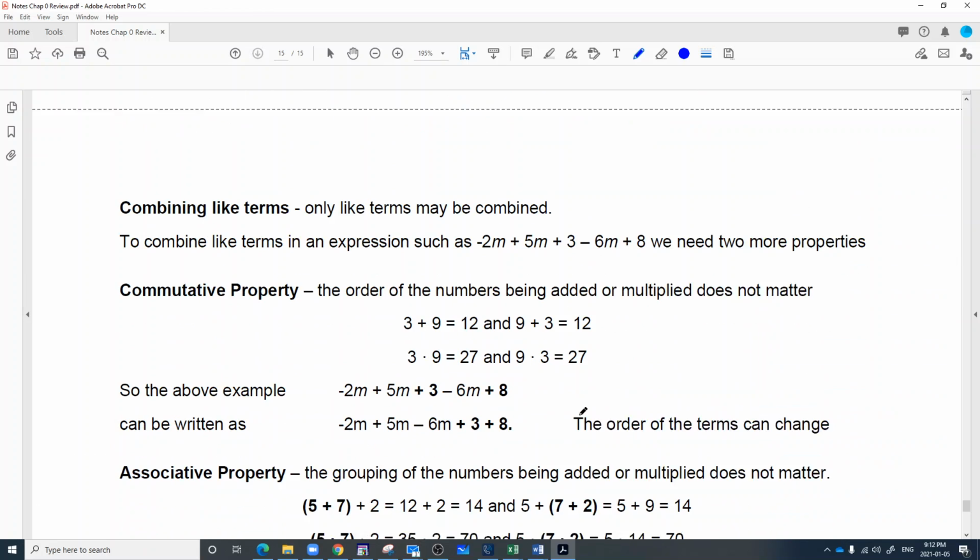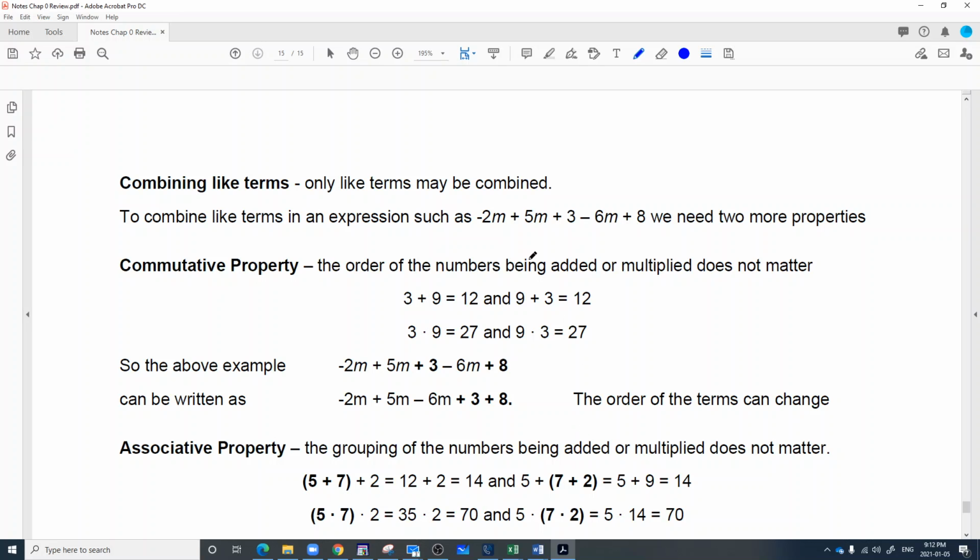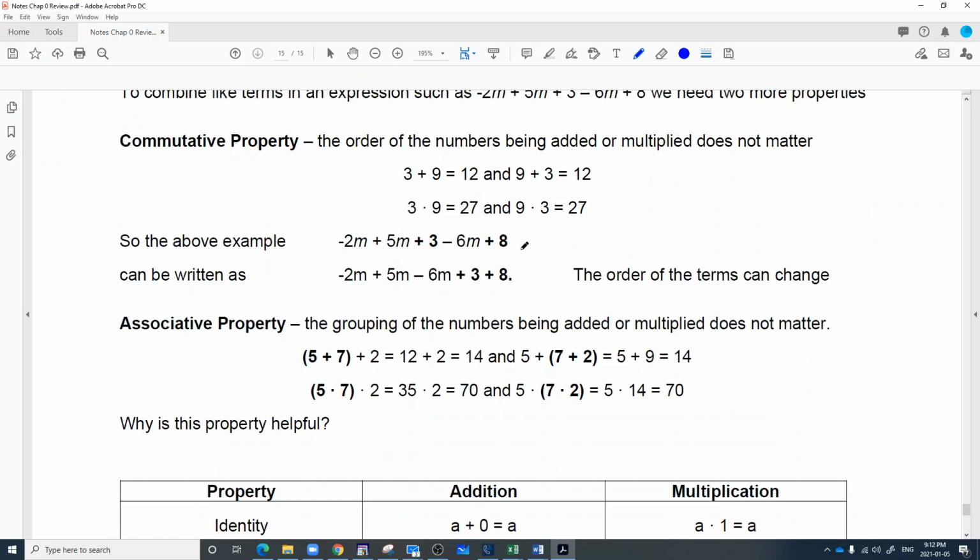Okay, so combining like terms, you're allowed to combine like terms as long as they have the same variable with the same exponent on it. All right, so to be able to combine like terms, we need 2 properties. So here we go. Property number, I think we're on 4, right?